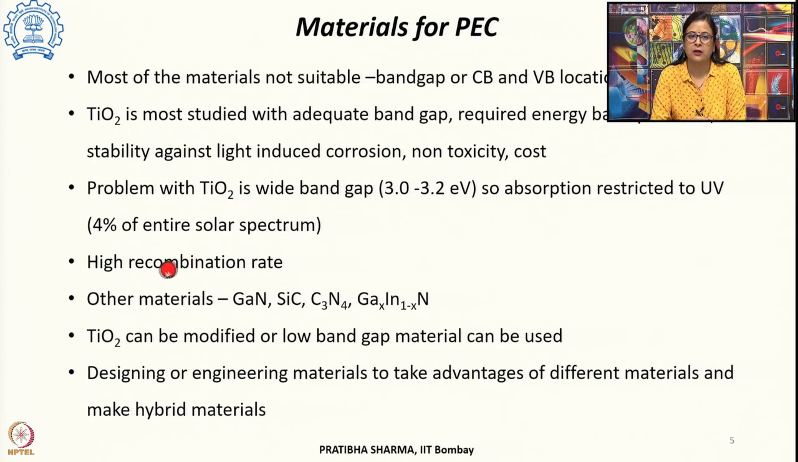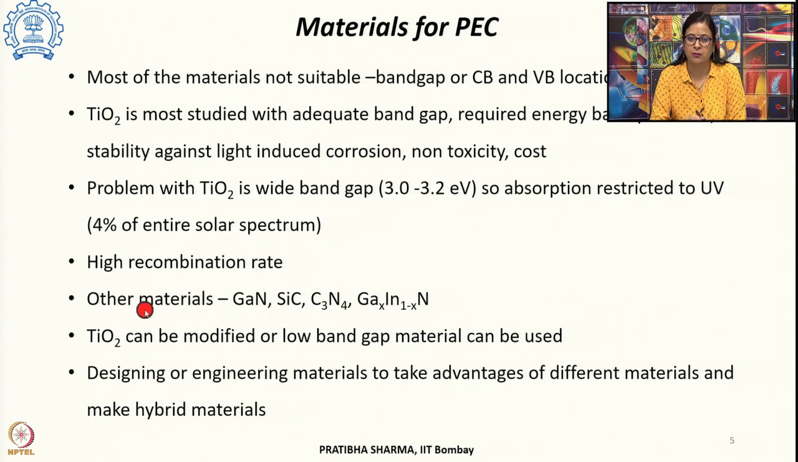At the same time, the recombination of the charge carriers, so as the charge carriers are produced, they can even recombine, and that recombination rate is higher for the titanium dioxide material. So, what can be done is either we can modify the titanium dioxide, so we can have appropriate doping, we can have nanostructuring, sensitizing. So, there are different ways of modifying titanium dioxide, or else we can use a low band gap material such that it can absorb a broader region of the solar spectrum.